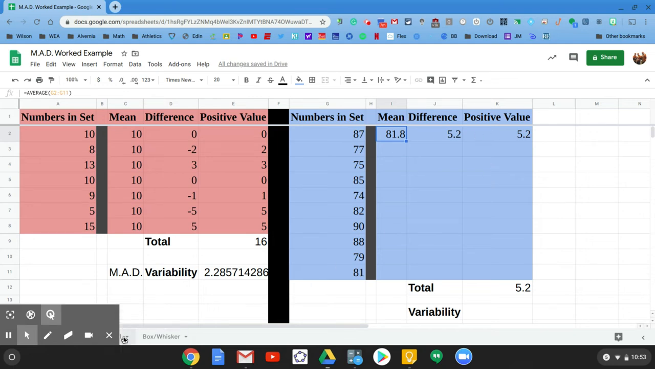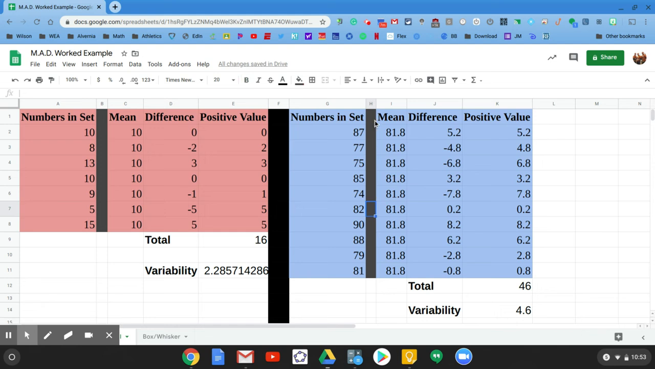Okay. So I'm going to go to my finished version. That's this over here. So notice the mean stays the same for every number in the set. So when you're calculating the difference, or the distance from that mean, that stays the same. So we're still going to take our 87 and subtract 81.8 to get 5.2.